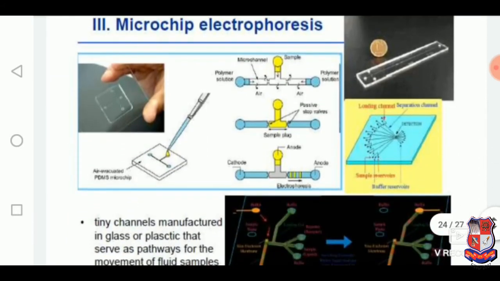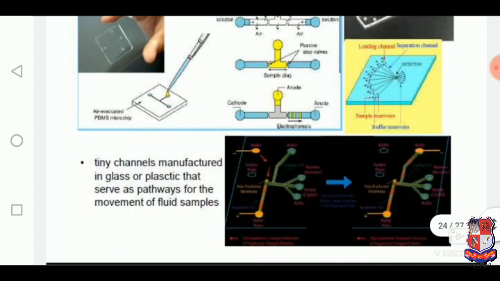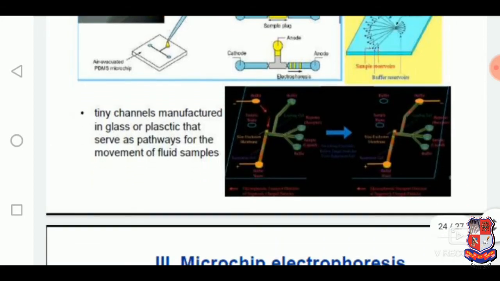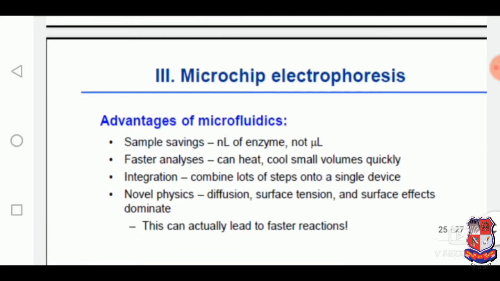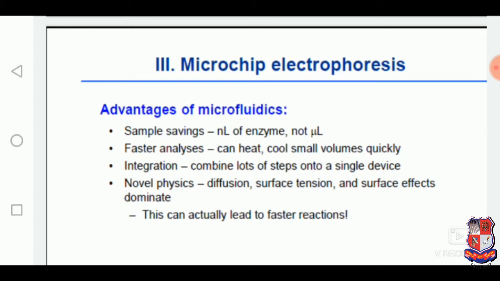Microchip electrophoresis. Here a slide-like microchip is used, and the paths, as you can see, are very narrow and compact. So the tiny channels are manufactured in glass and plastic and serve as pathways for the movement of fluid samples. And it has several advantages like sample saving, faster analysis, integration, and novel physics.